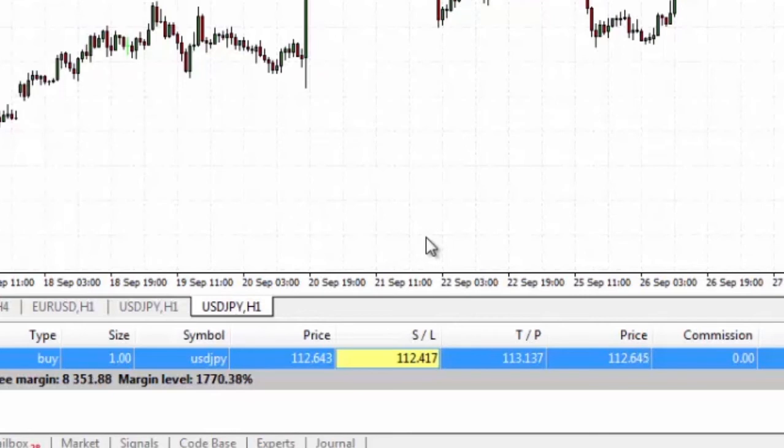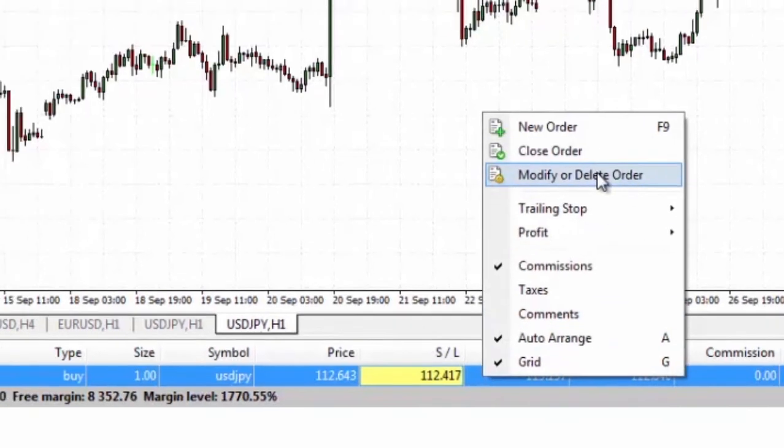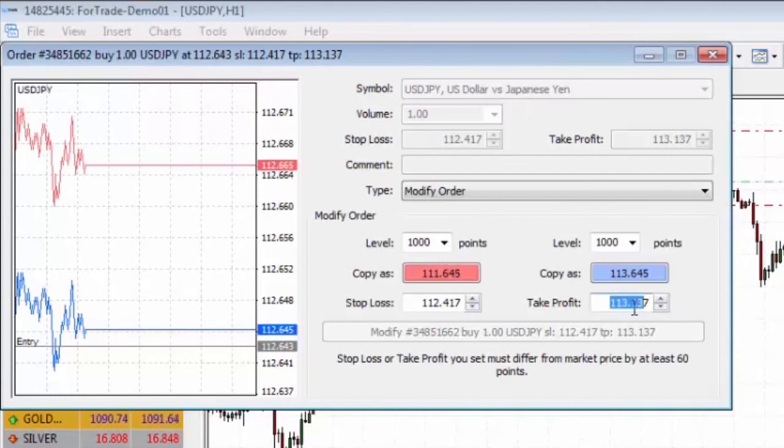In order to take advantage of medium or long-term trends, we can remove the intraday take profit level by right-clicking on Modify or Delete Order. Then we set the take profit box to 0. Then click Modify.